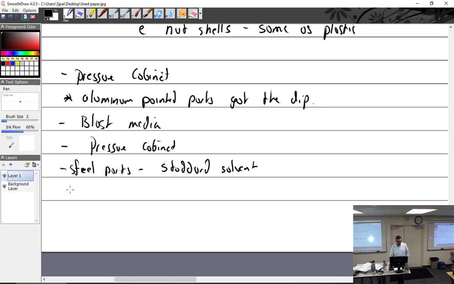And then the aluminum parts got just a water wash. This water wash would take a long time, because one of the problems we have is that with the pressure cabinet, you're using plastic pellets and stuff. Those plastic pellets find their way into places where they shouldn't be.